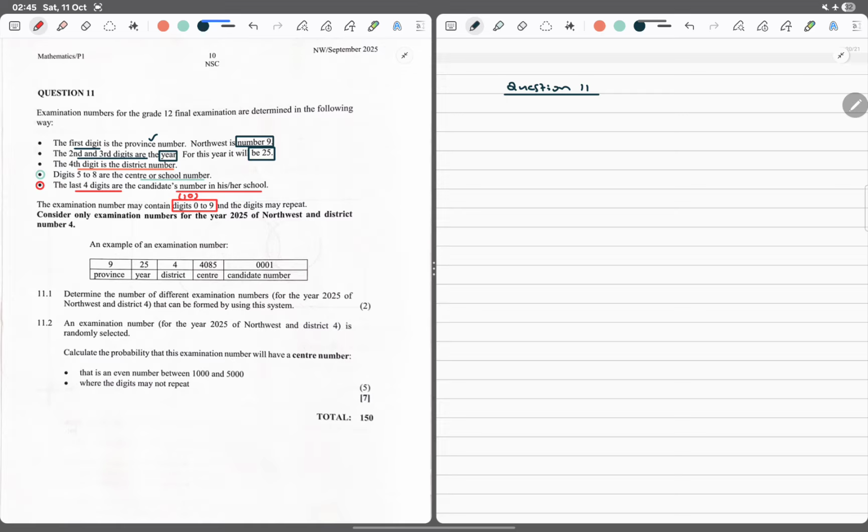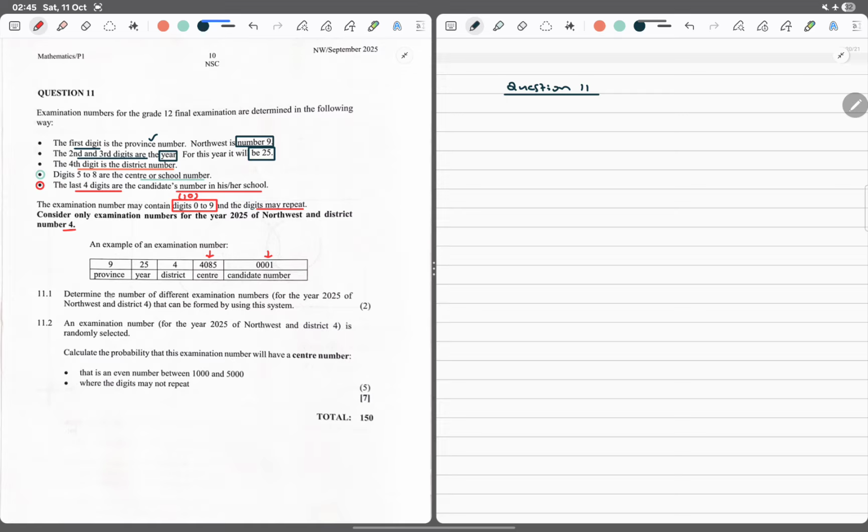10. So please pay attention to numbers and totals. And the digits may be repeated. Okay, cool. Consider only examination numbers for the year 2025 of Northwest and District 4. An example of an examination number is 9 for the province, 25 for the year 2025, 4 for the District 4. Then the center can change around. So here we have got a bit of a leeway. There are no restrictions, but there are hard restrictions on the first 4 digits.